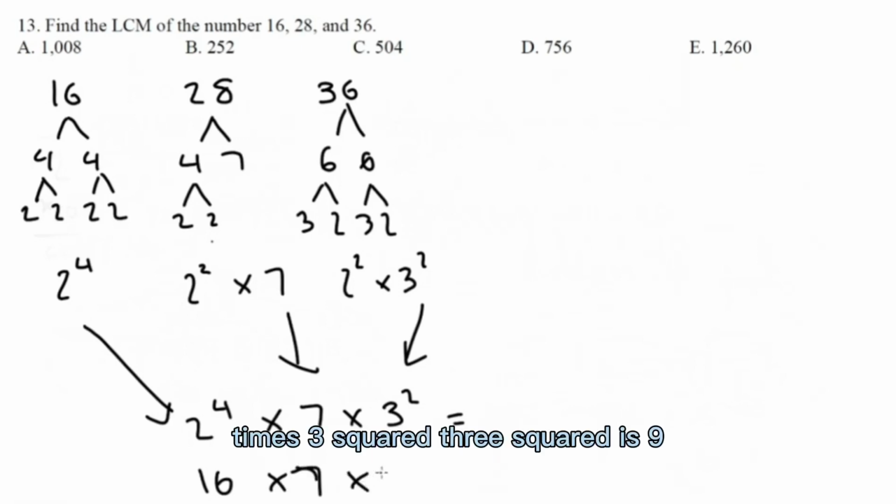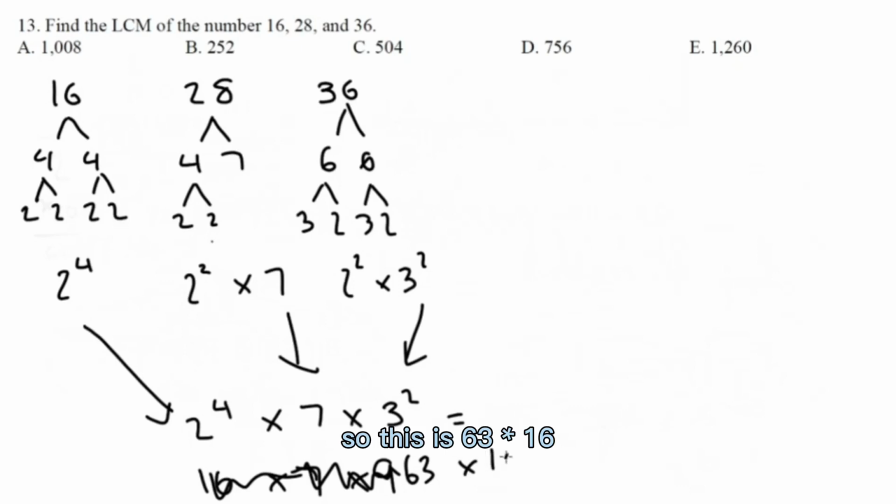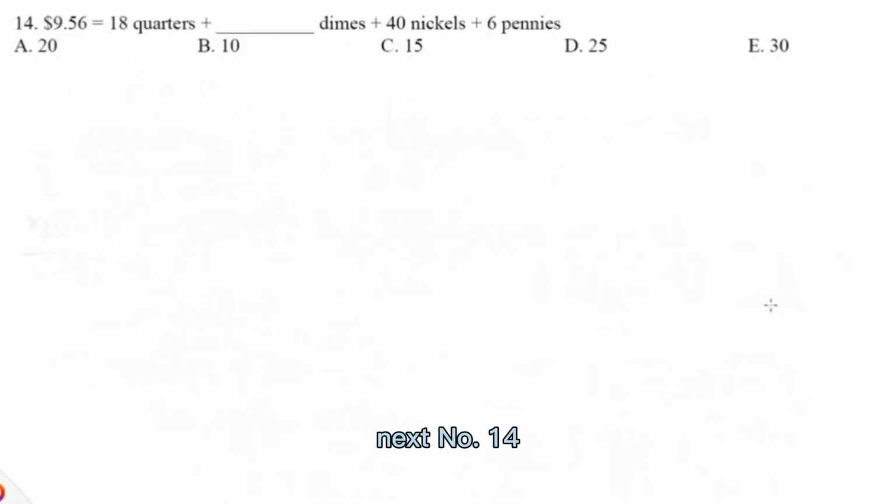3 squared is 9. So this is 7 times 9, which is 63. So this is 63 times 16. 63 times 16 is 1008. And that's your answer. Next, number 14.